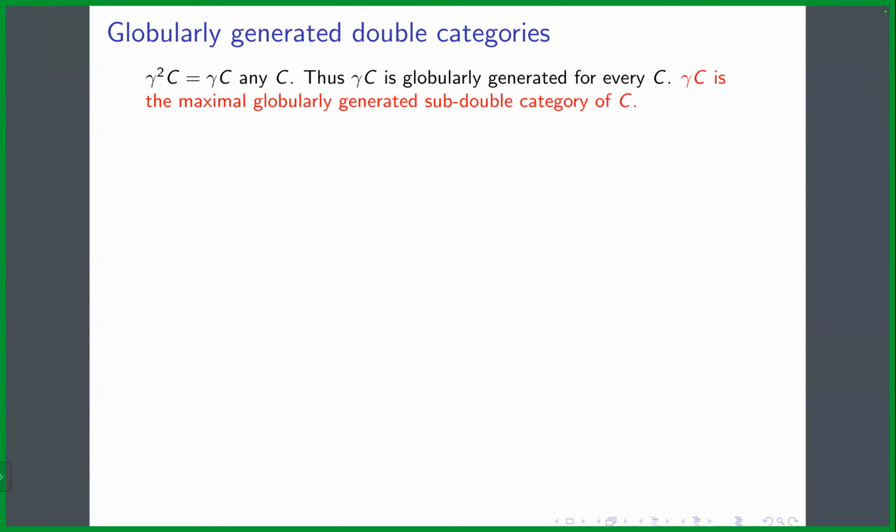Now, gamma squared of C equals gamma C for any double category C. And so gamma C, the globularly generated piece of any double category C, is globularly generated. So the globularly generated piece of a double category C is not just the minimal solution to the problem of existence of internalizations of its decorated horizontalization, but it's also the maximal globularly generated sub-double category of the double category C.